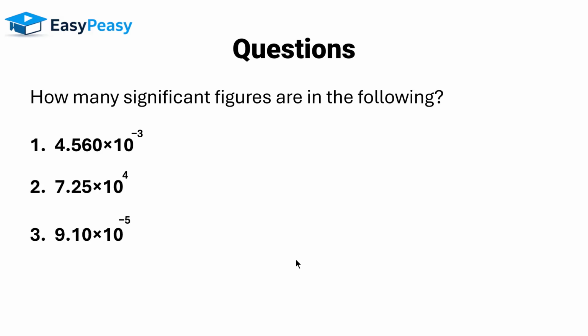Now let's practice some questions. How many significant figures are in the following? The first value is 4.560 times 10 to the power minus 3. The answer is 4. If we just count the coefficient, 1, 2, 3, 4, it's 4. Easy, right? Now next, 7.25 times 10 raised to the power 4. The answer is 3. And last is 9.10 times 10 raised to the power minus 5, and the answer is 3 again.